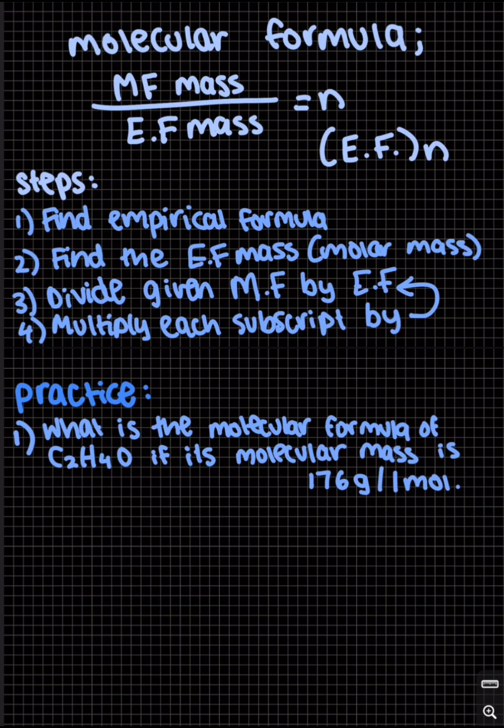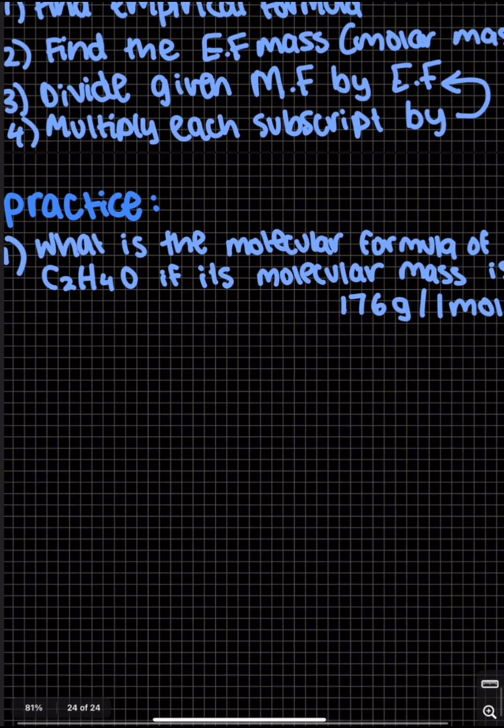And let's go over some steps. First is to find the empirical formula, and then find the empirical formula mass, or just the molar mass of the empirical formula. Then divide the given molecular formula mass by the empirical formula mass, just like here, and then multiply each subscript by that number. I think the best way you'll get it is to do some practice. So let's go and practice.